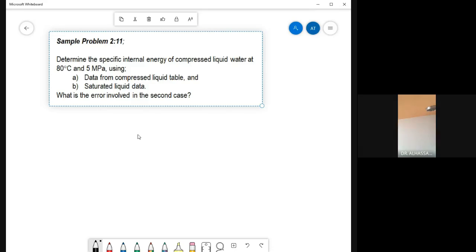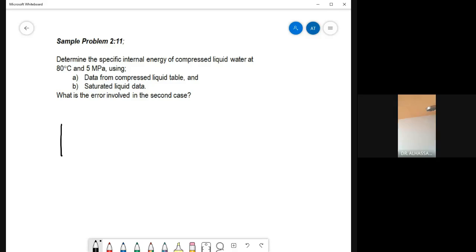So here we are told to determine the specific internal energy of compressed liquid water at 80 degrees Celsius and 5 megapascal using data from the compressed liquid table and then using data from the saturated liquid table. Then we have to find the differences. We are told the type of fluid is compressed liquid. So let's assume we have our thermodynamic system over here. It contains a fluid whose temperature is 80 degrees Celsius and pressure equals 5 megapascal.